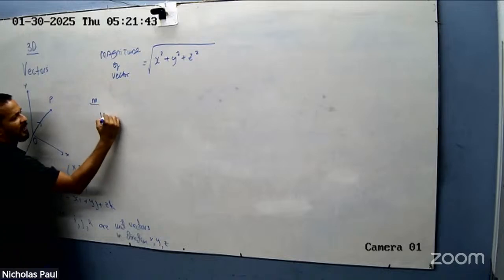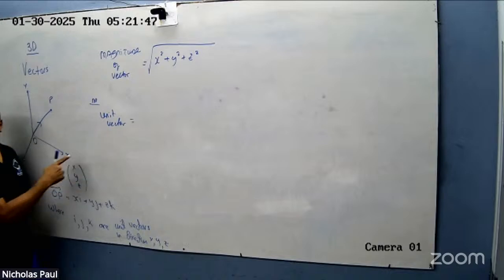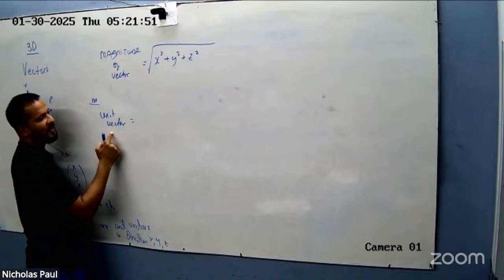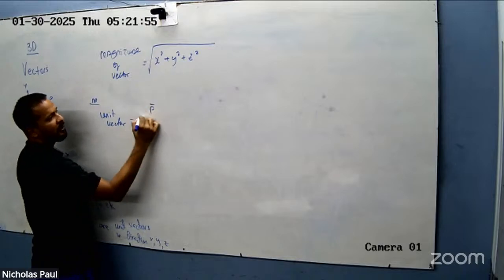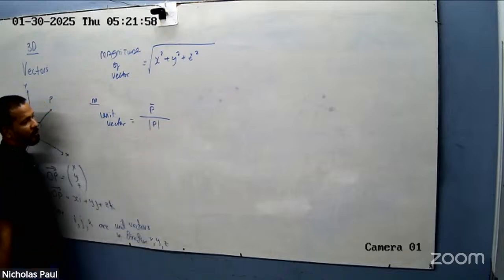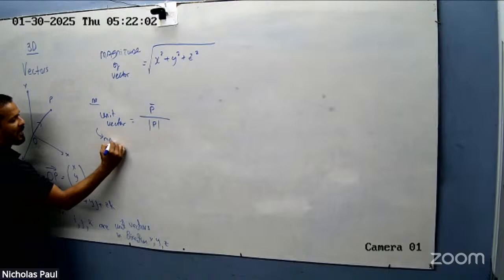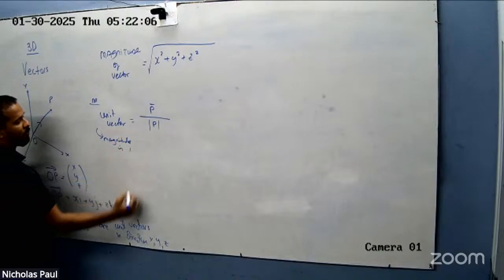What's a unit vector again? A unit vector has a magnitude of 1. So how do we find the unit vector? All we have to do is write, for example, P over its magnitude. Okay? So please remember that the magnitude of this is 1.